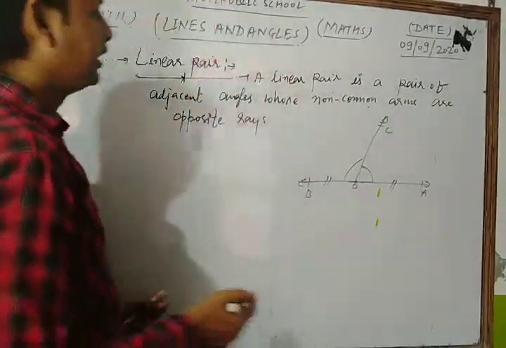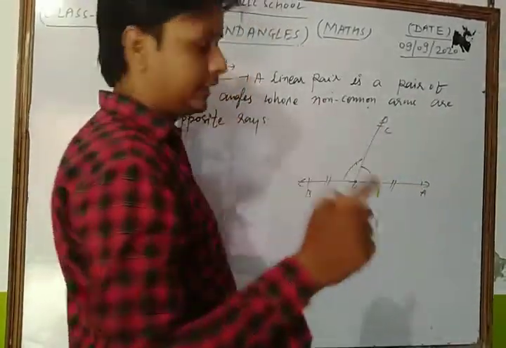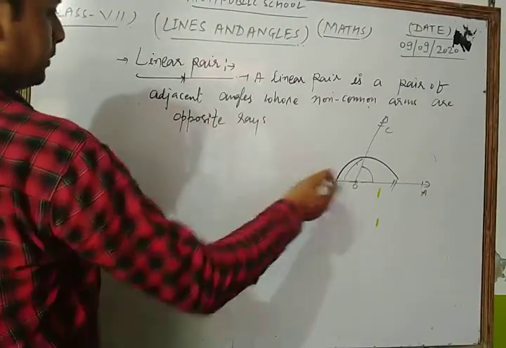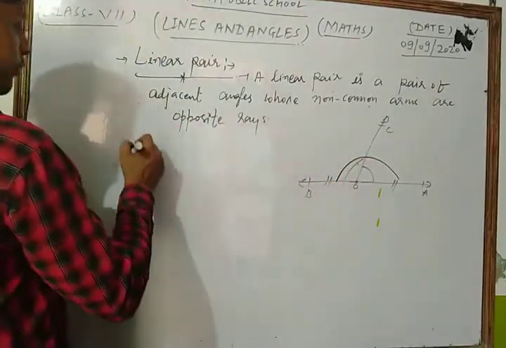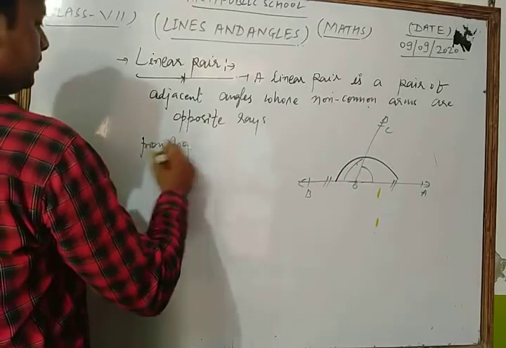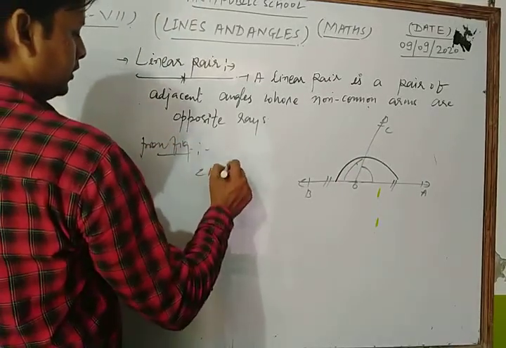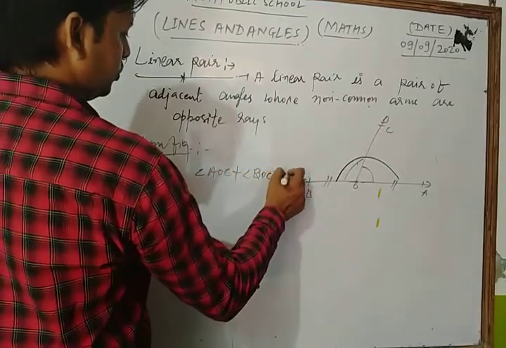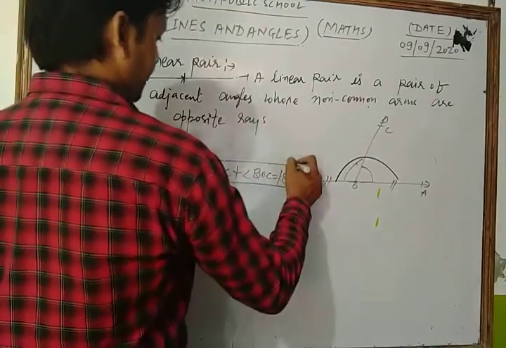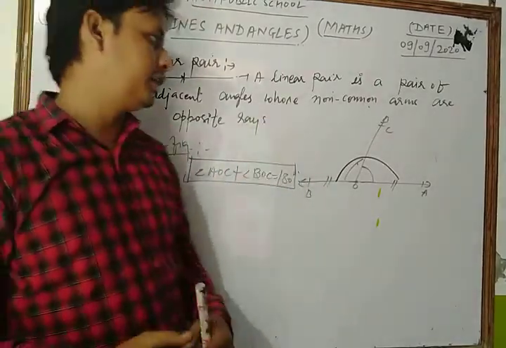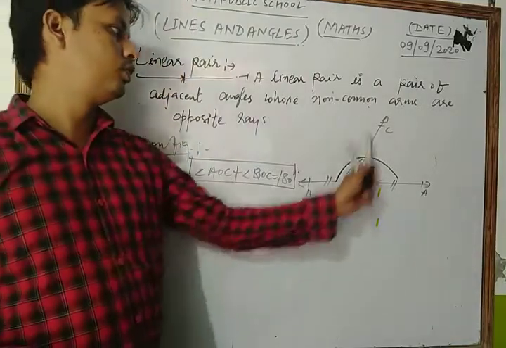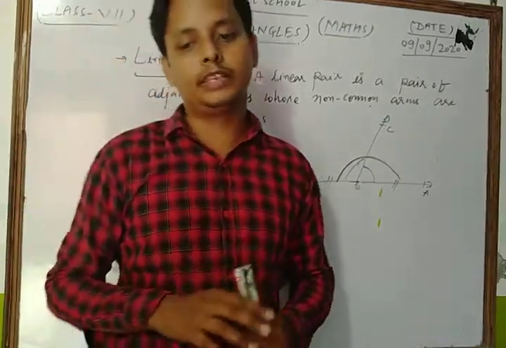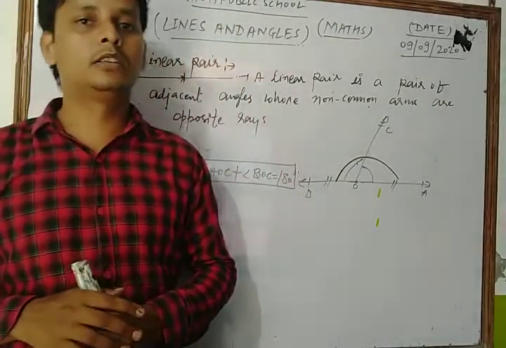And one important thing is that the sum of a linear pair is equal to 180. You know that the angle on a straight line is also 180, right? So the sum of the angles in a linear pair, from the figure, angle AOC plus angle BOC is equal to 180 degrees. Okay, angle AOC and angle BOC is equal to 180. The sum of a linear pair is always equal to 180. This is the concept of linear pairs.